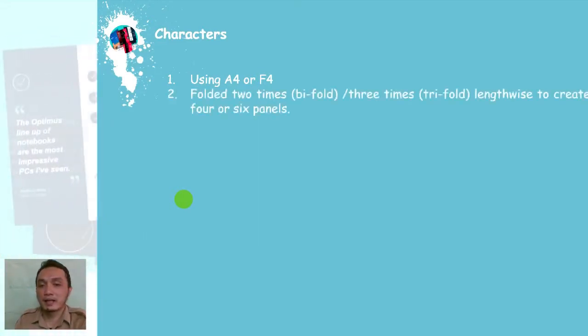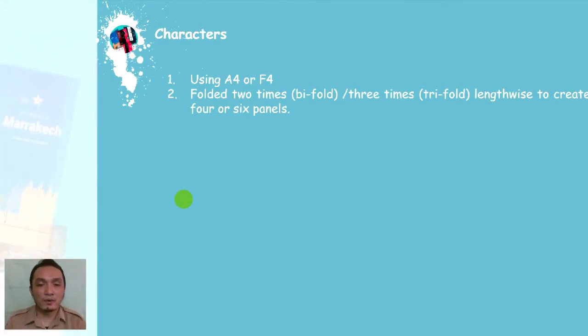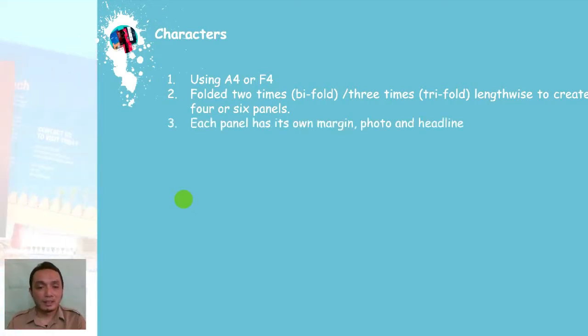Number 2, folded 2 times or 3 times, lengthwise to create 4 or 6 panels. So brochures commonly have the characteristic that they are folded. Folded 2 times, they become 4 panels, and folded 3 times, they become 6 panels. And then number 3, each panel has its own margin, photo and headline.